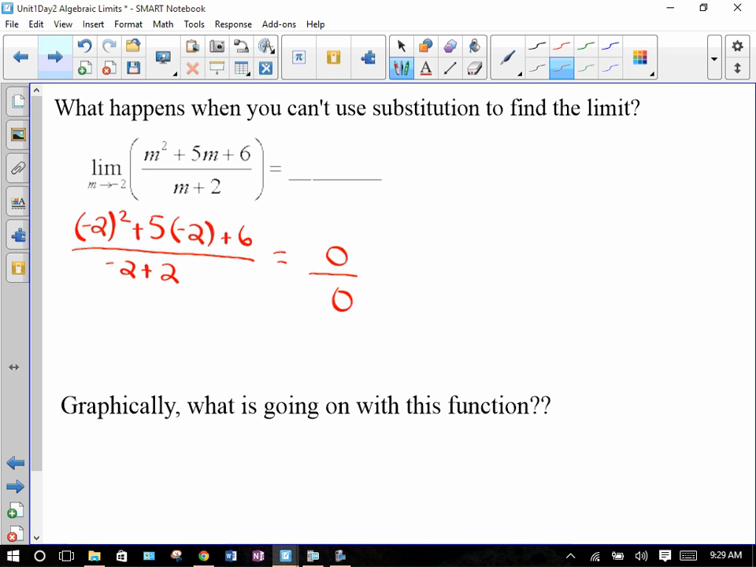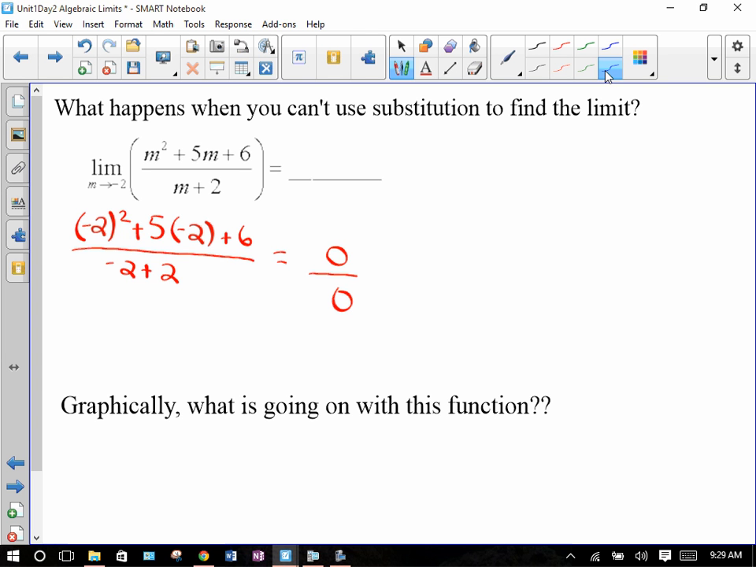So what happens when we find out that we get 0 divided by 0 like this? We still need to find this algebraically. It still has a limit. So, any ideas what we can do? I bet there's a way we can get rid of the denominator. What I'm thinking is that if I factor this, it might cancel out. There might be a factor in the numerator that cancels out a factor in the denominator.